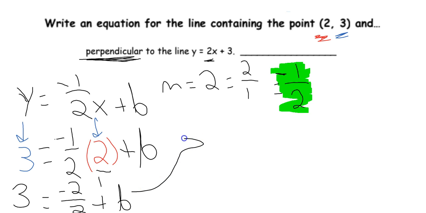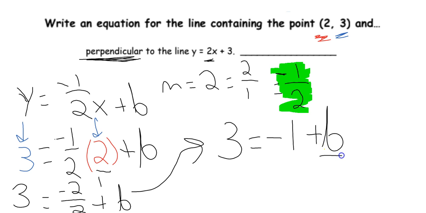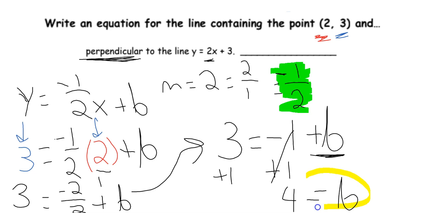So if I rewrite this off to the side, I'm going to have 3 is equal to negative 1 plus b. Now remember, the last thing I'm looking for is to solve for this b, get this y-intercept alone. To do that, I have to get rid of a minus 1, so I can add 1 to both sides. Those cancel out, and my b value is equal to 4. So I have a b value, and I have a slope. Therefore, I can write a linear equation.